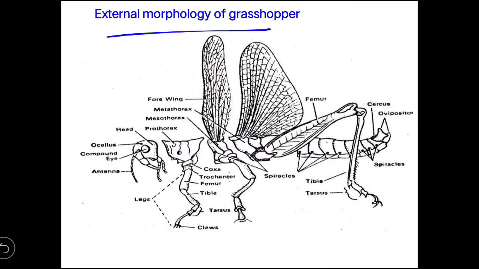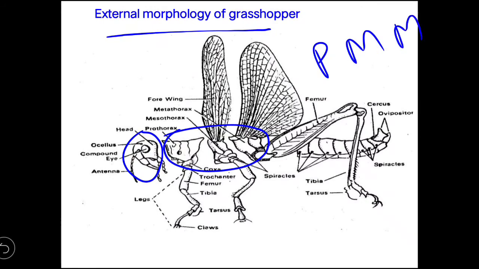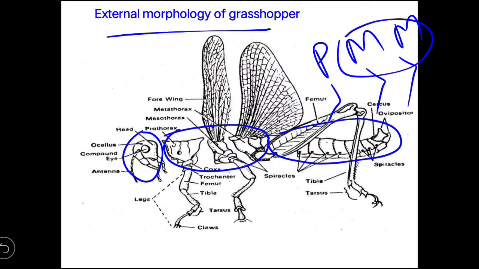So this is the external morphology of the grasshopper. For example, this is the head, these are the thoracic region which is again divided into prothorax, mesothorax and metathorax. Then this is the abdominal region, and you can see the prothorax, mesothorax, metathorax contain one pair of legs, and meso and metathorax contain a pair of wings. Okay, next is the posterior region or the abdominal region, ovipositor, genital markings, spiracle, these things are there.